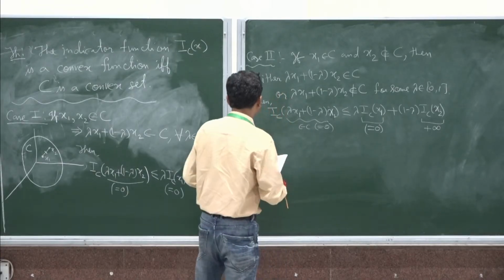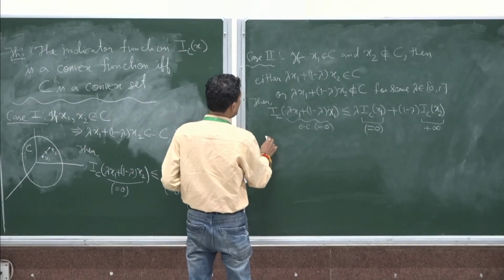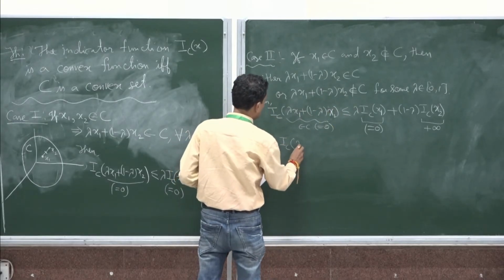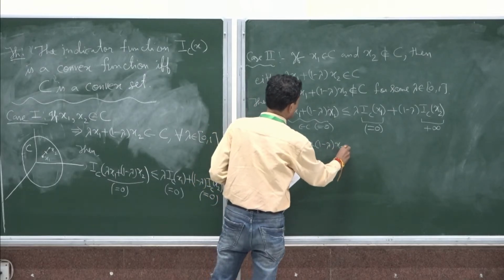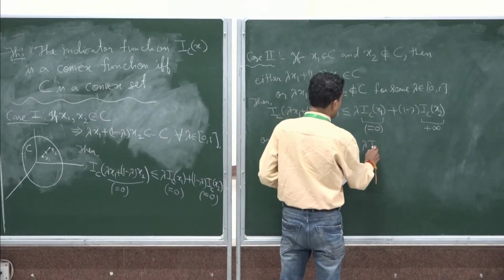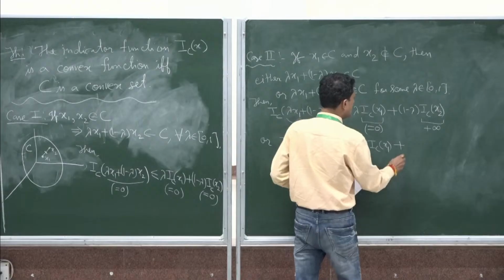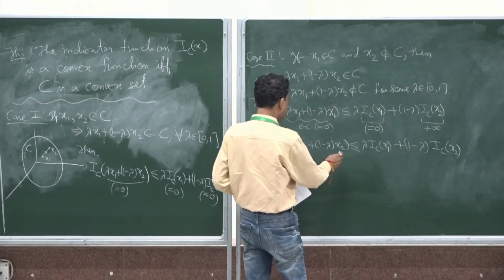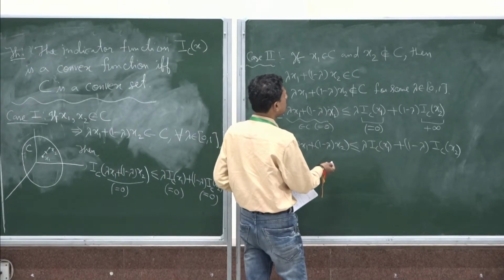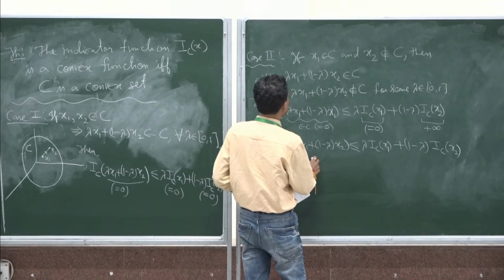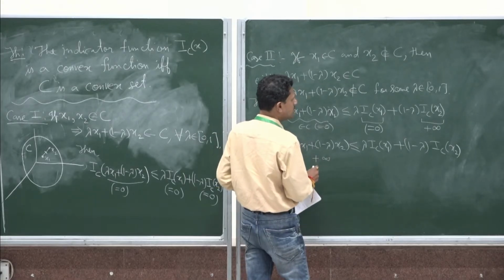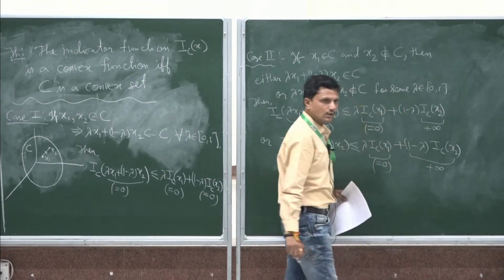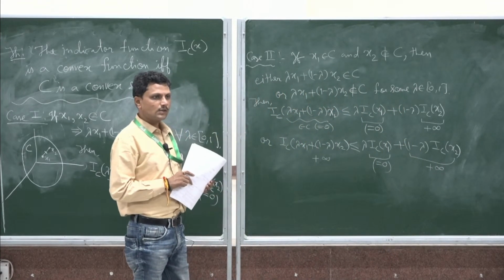So in this way we can check the other possibility as well, that is the case where it does not belong to C. Then the indicator function of lambda x1 plus 1 minus lambda x2 is less than or equal to lambda times the indicator function at x1 plus 1 minus lambda times the indicator function at x2. So you see that this value does not belong to C. So this is plus infinity, and this value will be 0, and this value will be plus infinity. So again this inequality is satisfied.